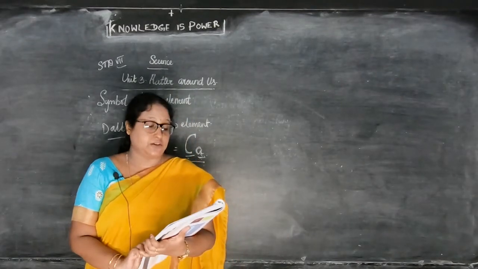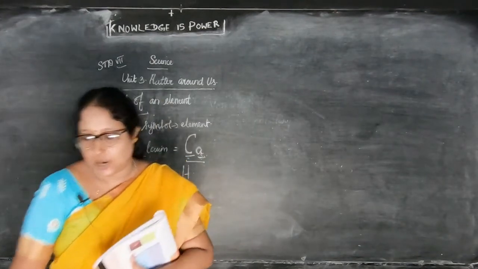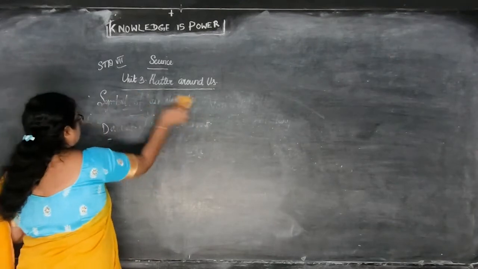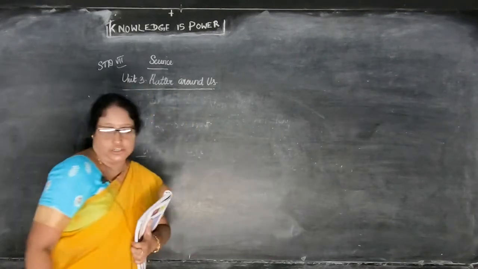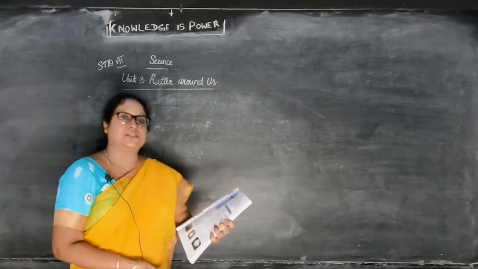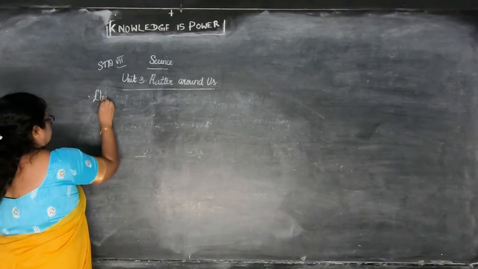Now, find out the symbols of the elements. They are given in Activity 1. So we are going to do that now. Those who have the book, take it down in your book, children, use a pencil and write in your book. That is on page number 33, Activity 1. Elements are given, and we have to write the symbols.